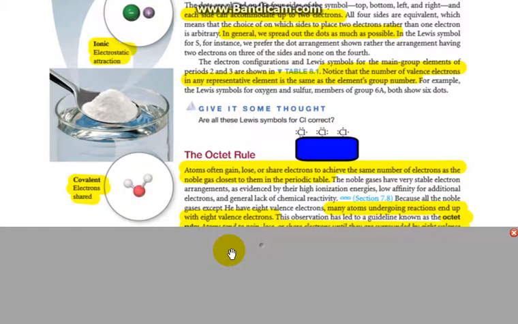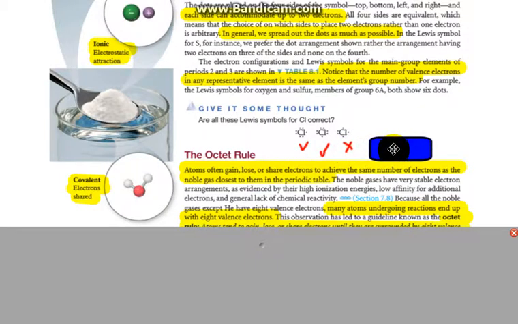So if we look at this example, the area where it says give it some thought, are all these Lewis symbols for chlorine correct? So could it be this, could it be this, could it be this? So first of all, if we count, there's 2 plus 2 plus 2 plus, so there's 7 electrons around chlorine. So hey, it looks good, because if we look at the periodic table, chlorine is in group 7A. Over here we have 2, 4, 6, and 1 electron here, so yeah, that looks good. But lastly, 2, 3, 4, 5, there's 5 electrons, so nope, that's definitely not right.